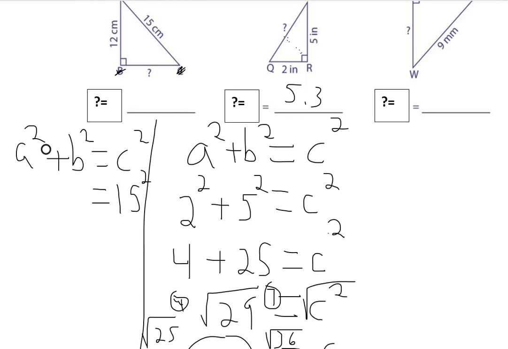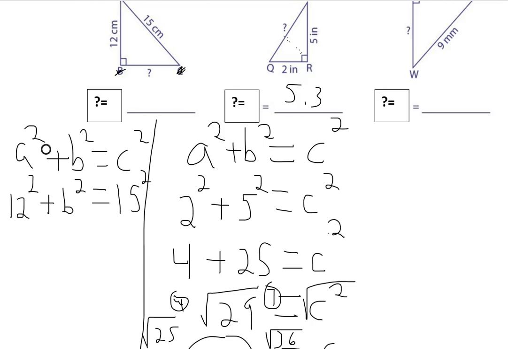Those points are titled A, B, and C. The longest side is going to be 15. You're going to put 12 in for A. You're going to leave B the way it is.